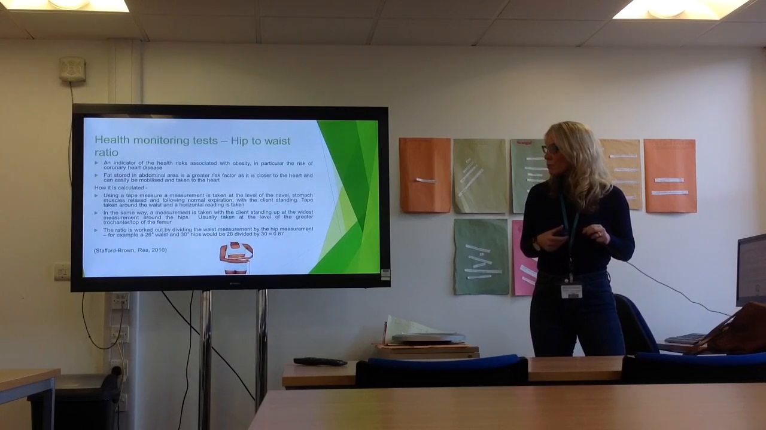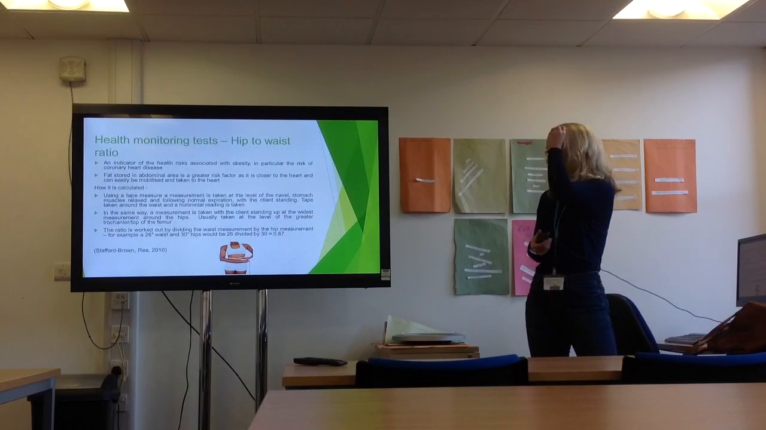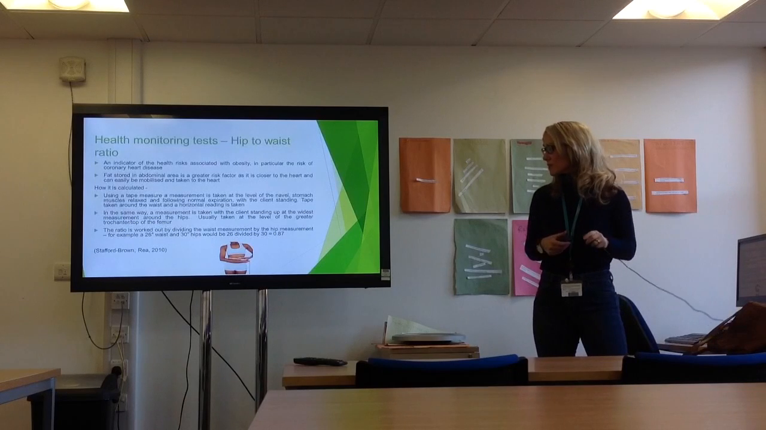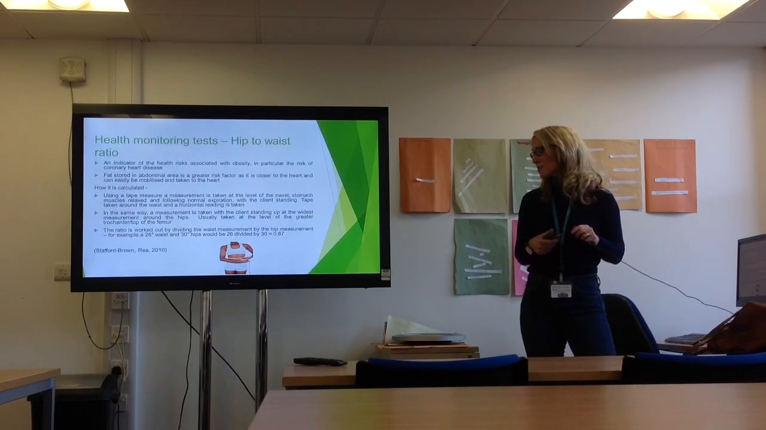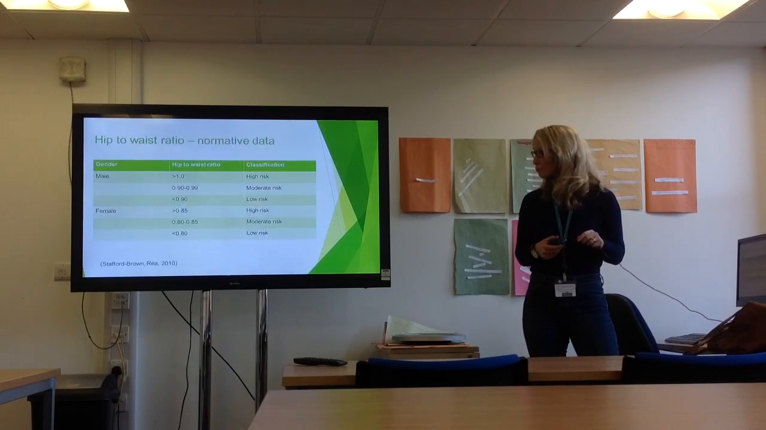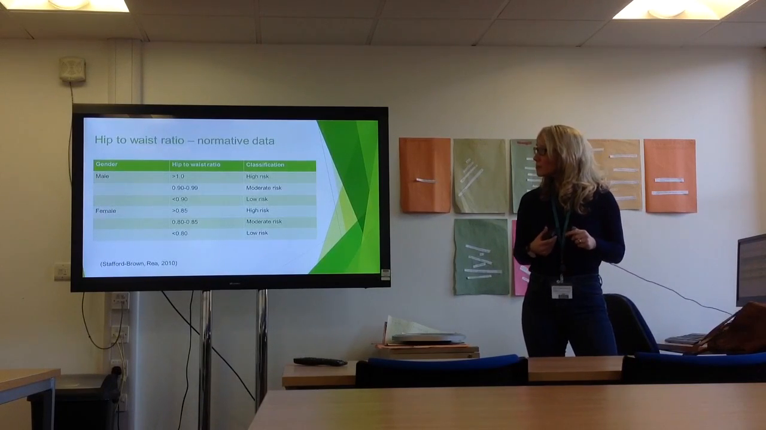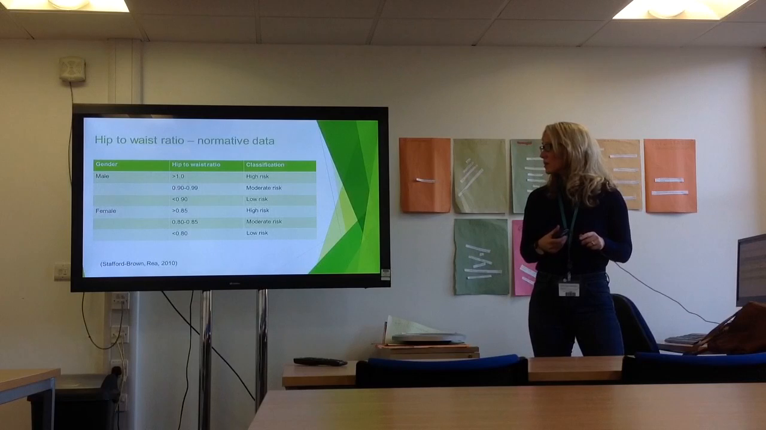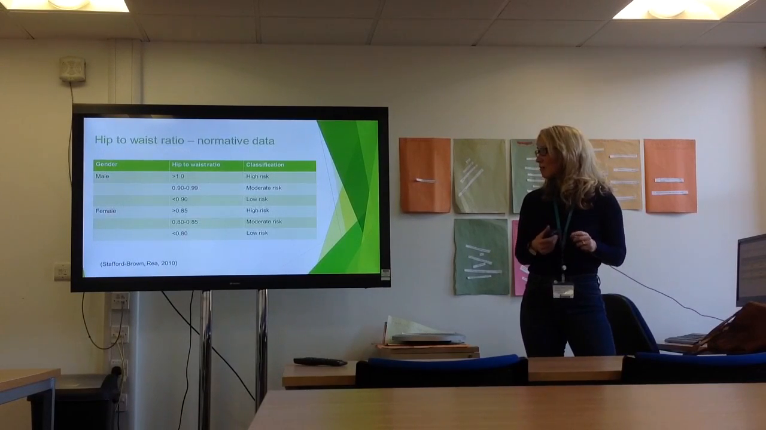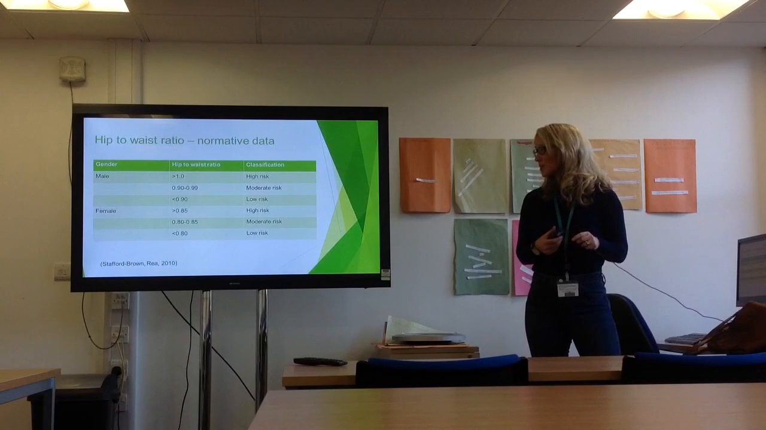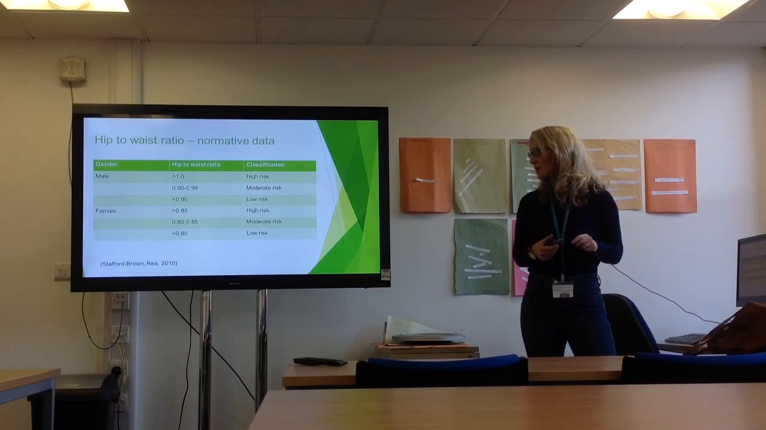The ratio is worked out by dividing the waist measurement by the hip measurement. For example, a 26-inch waist and 30-inch hips would be 26 divided by 30. So the hip to waist ratio normative data: a male with anything regarded 1.0 as high risk, and a female 0.85 is regarded as high risk.